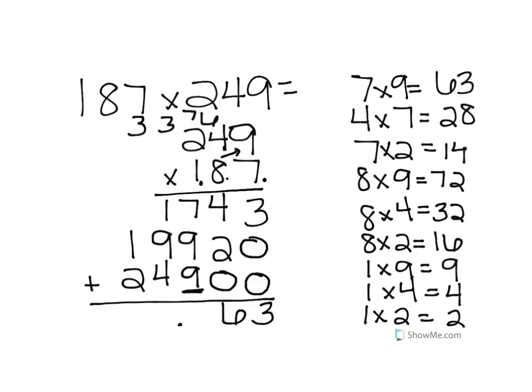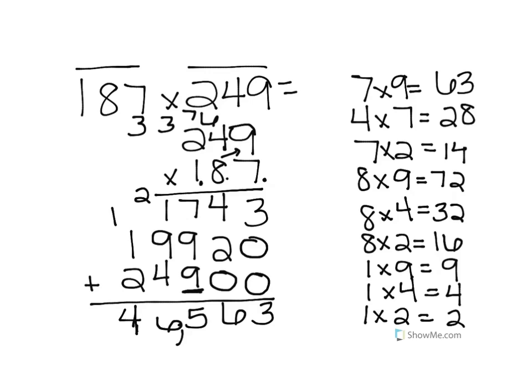So 7 plus 9 is 16, plus 9 more is 25. Carry the 2. 2 plus 1 is 3, plus 9 is 12, plus 4 is 16. Carry the 1, and 4. So my answer is 46,563. That's quite a big number, which you're going to get when you have 3 digits times 3 digits.